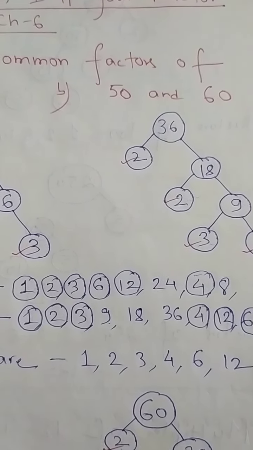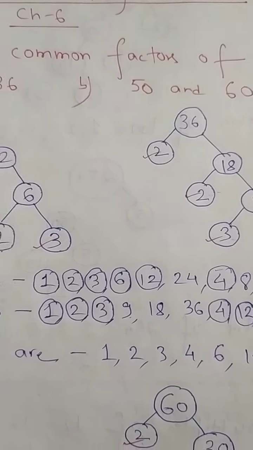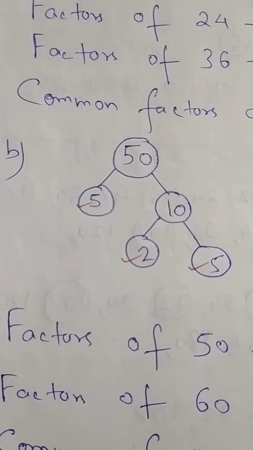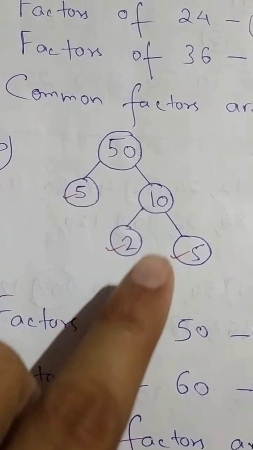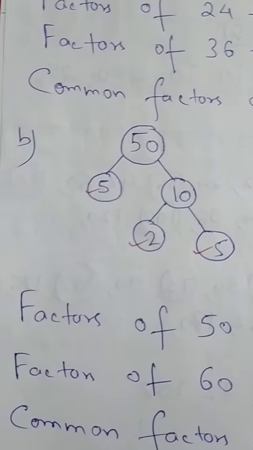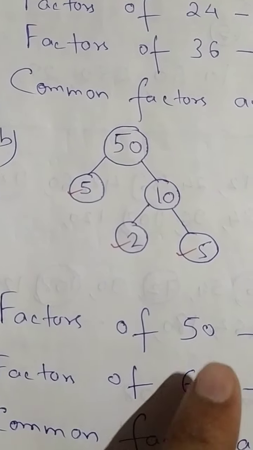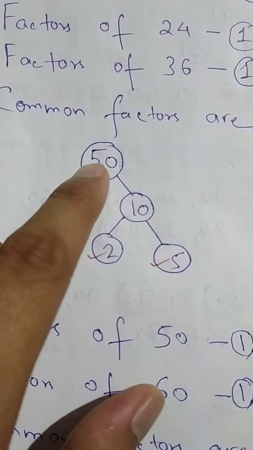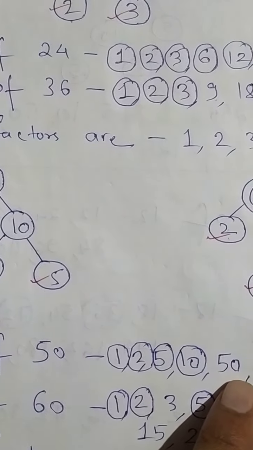The next question is 50 and 60. First let's move to 50. 50 is 5 into 10, and 10 you can write as 2 into 5. Then you have to write down all the factors of 50. The factors of 50 will be 1, 2, 5, 10 and 50.